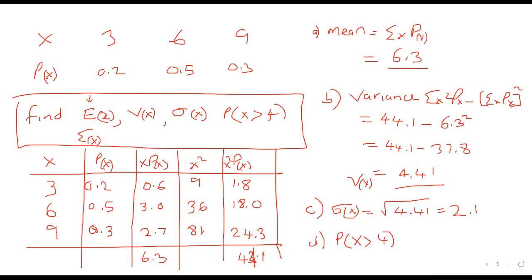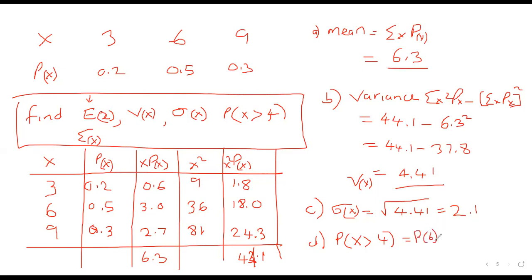You add up the probability of 6 and 9. Why? Because those are the x values that are greater than 4. Excellent. So probability of 6 and 9.